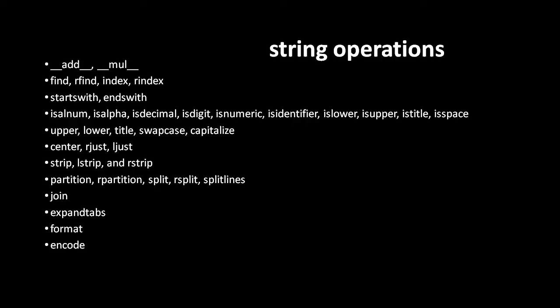The method expandtabs will take all the tabs in a string and convert them into spaces, the number of spaces specified by the argument you pass. The format method is really quite complicated, but it's basically about interpolating values into designated places within some string. It's more involved than I can explain here, but it's very, very useful. And finally, the encode method will return a bytes object. So again, our string is a sequence of Unicode characters, and when we invoke encode, we specify some encoding, and then the encode method will return a bytes object representing that sequence of Unicode characters in that encoding.